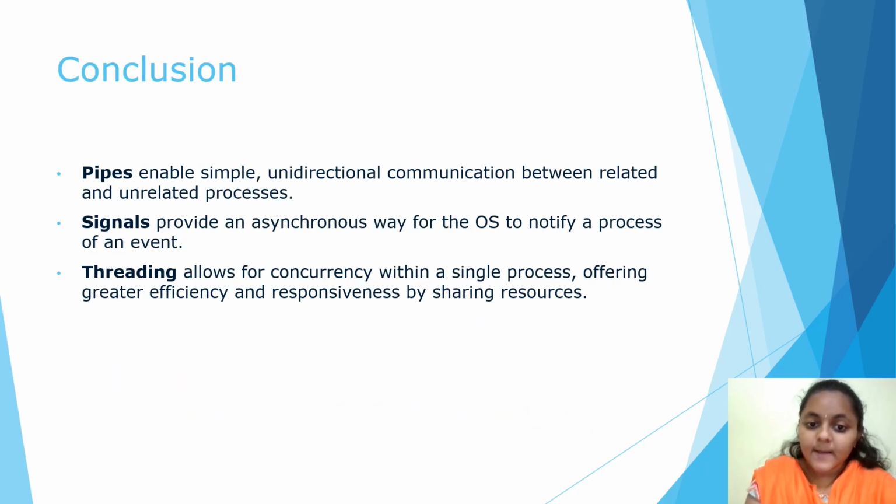In conclusion, pipes connect processes for data transfer, and signals allow communication and control between the OS and the processes. Threads improve speed and responsiveness through parallel execution. These three mechanisms together make modern operating systems powerful, responsive, and capable of true multitasking.